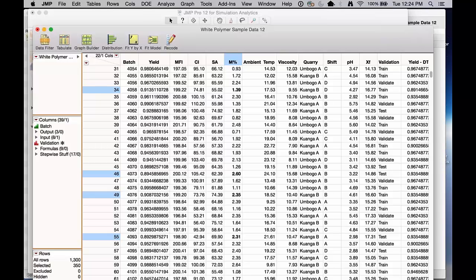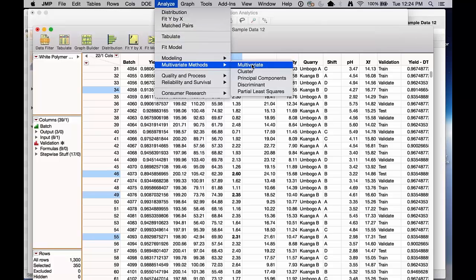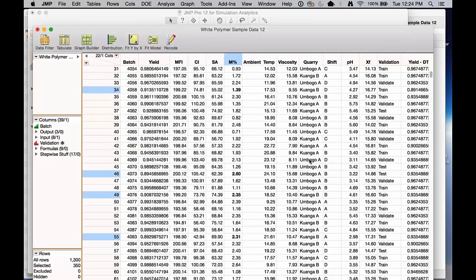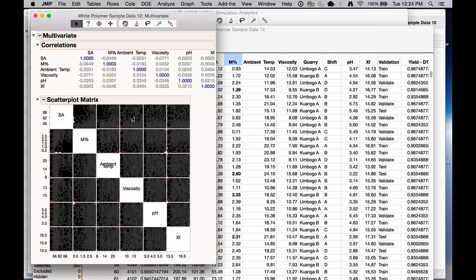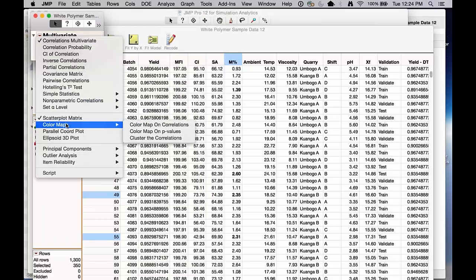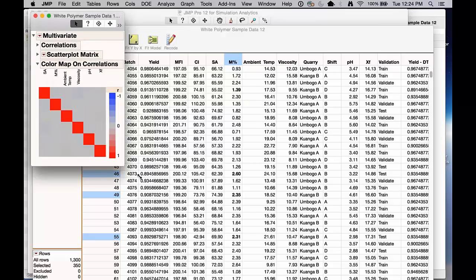Even when I have a statistic or a test that's going to give me a sea of numbers. Like maybe I was really worried about possible correlations within the inputs. And I'll go in and maybe ask for a multivariate chart. And I'll look at all the inputs. And I'll say, okay, well, I get so many points, I can't even see the scatter matrix. I get a big bunch of numbers up here. Those aren't so interesting. But maybe I can ask for a color map on the correlations.